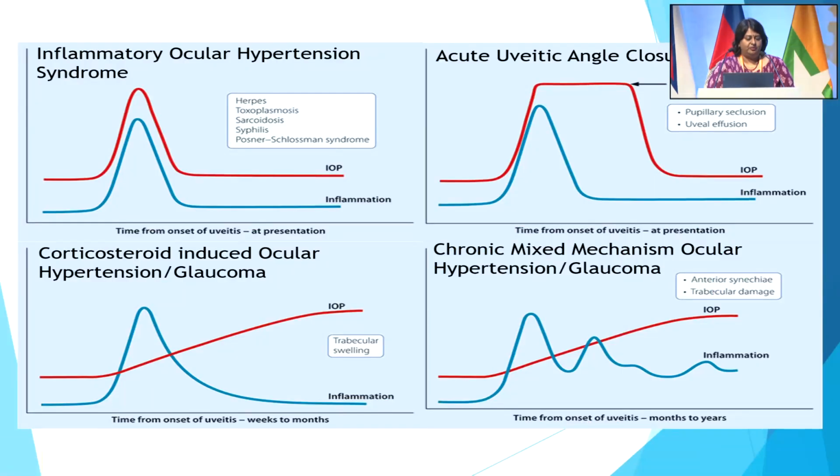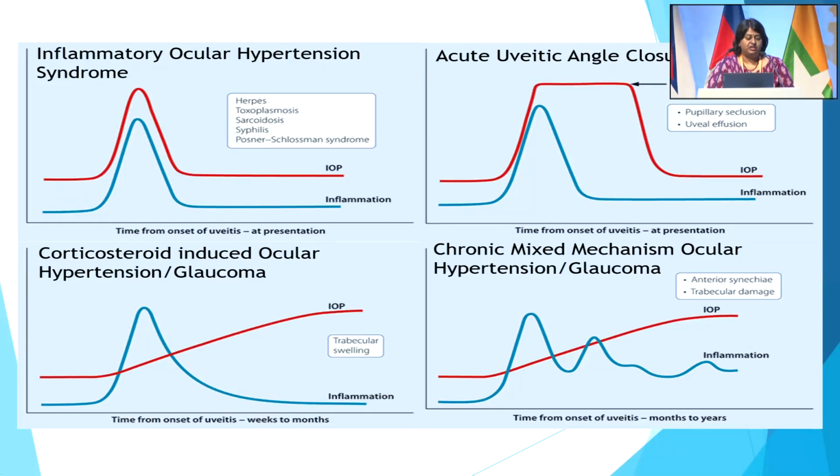Based upon the IOP and inflammation correlation, you have inflammatory ocular hypertension syndrome, where the examples are herpes, Posner-Schlossman, etc., where you have the inflammation and the IOP peaking and coming down together. When there is an acute uveitic angle closure, the inflammation and the IOP peak together. The inflammation comes down, but the IOP does not come down along with that, because only when the angle closure reverses does the IOP come down.